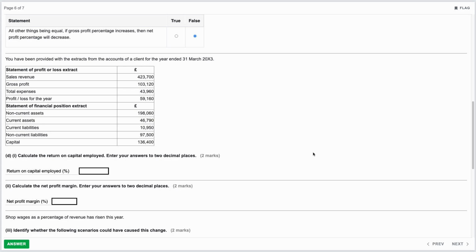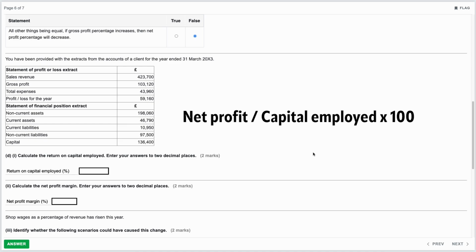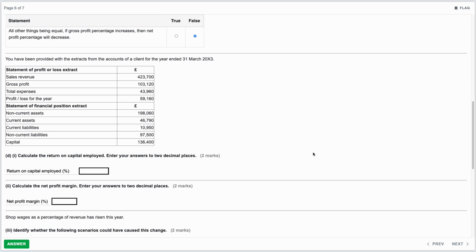Okay, so return on capital employed is calculated as net profit, which we're given as profit or loss in this example, over capital employed. Now, capital employed can be calculated in 2 different ways. We can either do the non-current liabilities plus the capital figure, or we can do non-current assets plus current assets less current liabilities. They will give us the same answer.